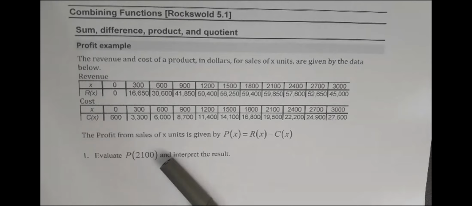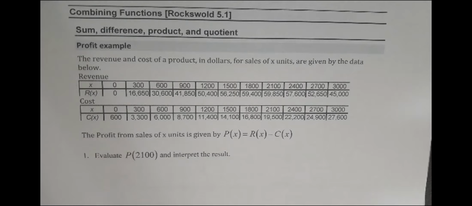So in this section, we are going to start combining functions. In 5.2, we will be finding inverses and one-to-one. In this section, we're going to combine functions with the four basic arithmetic operations: add, subtract, multiply, divide. So there you see sum, difference, product and quotient.